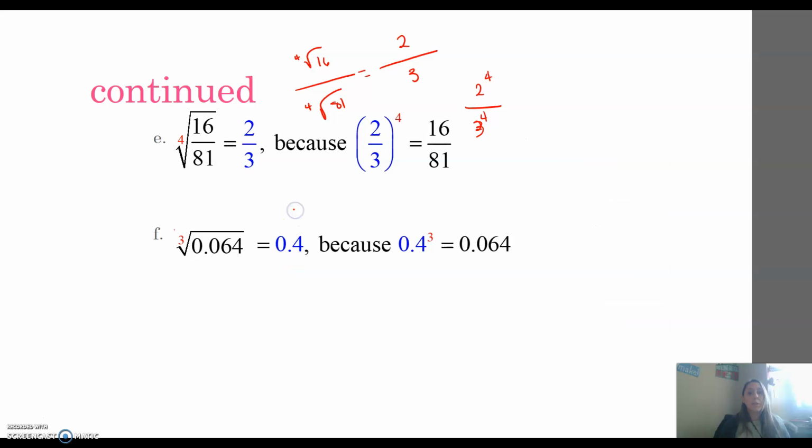Because remember, when you multiply 0.4 times 0.4 times 0.4, we know that we're going to get 4 times 4 times 4 is 64. But when we have 3 decimals, we have 1, 1, 1. We have to take the decimal and move it over 1, 2, and 3. So we end up with 0.064.